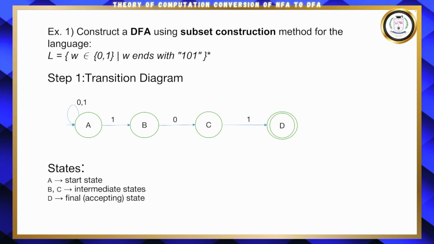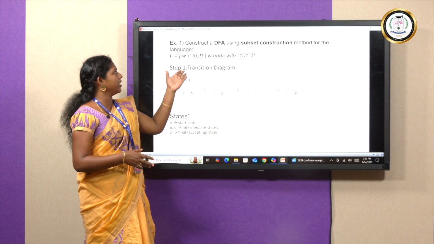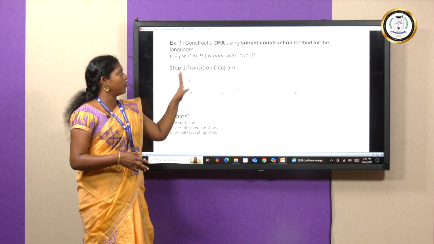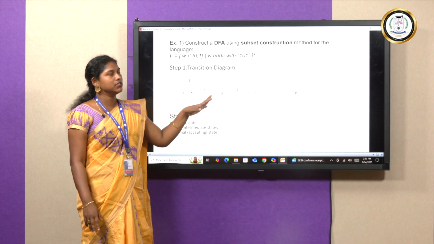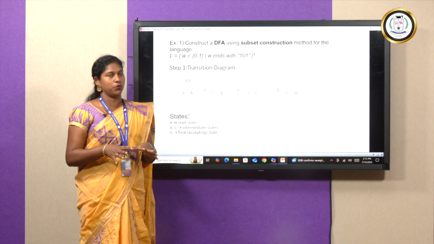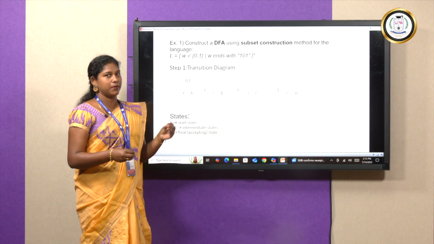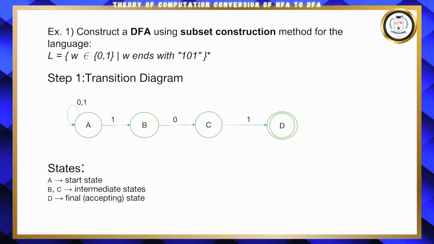So we are going to see the first example in the conversion of NFA to DFA using the subset construction method. Here the language is over the symbols 0 and 1, and the condition is that the string should end with 101. So all the strings that end with 101 should be accepted by the diagram. First, we are going to see the step by step process. Only 6 steps are there.